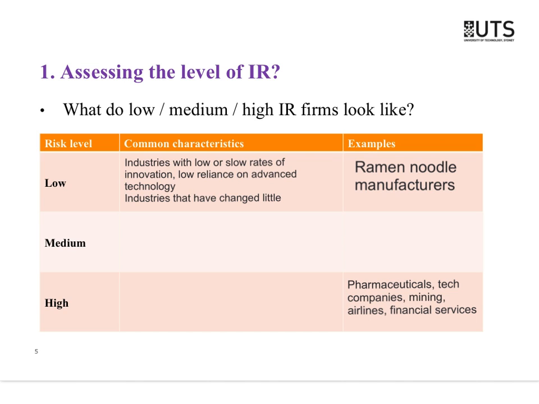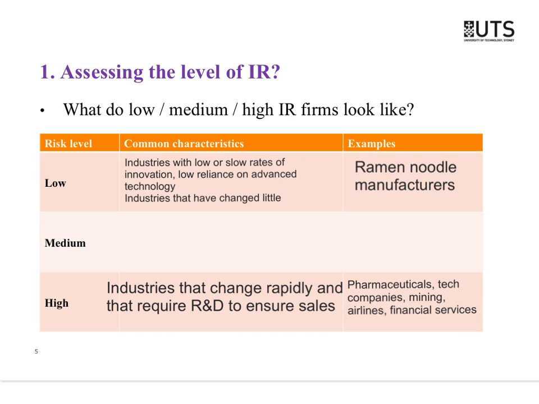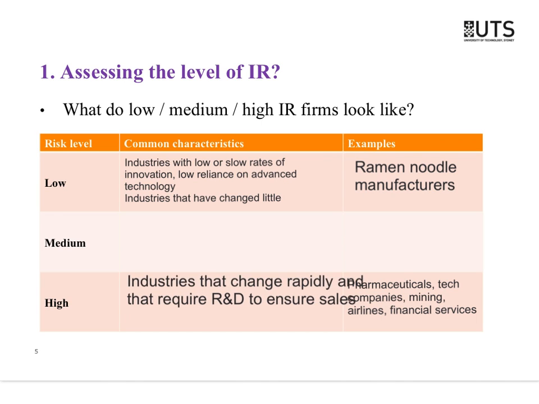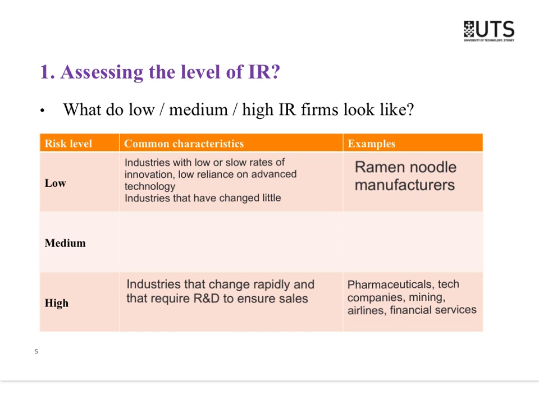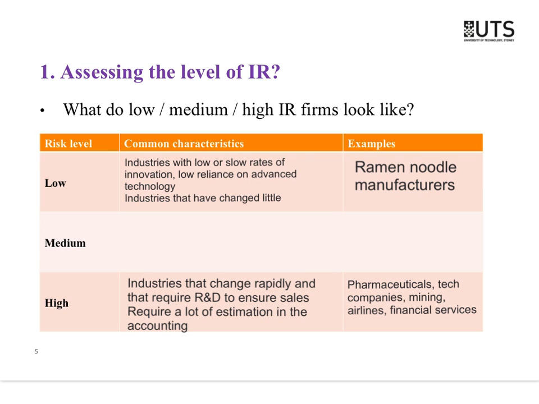So high-risk firms tend to be in industries that change rapidly and that require R&D to ensure sales. All right? So the industries that change rapidly, industries that are open or require a lot of estimation in the accounting, are the sorts of industries that often are in that high risk. And then our medium are somewhere in the middle.